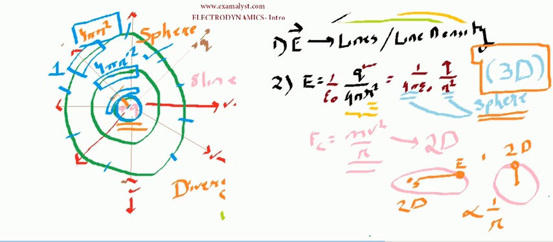When we work in 2D, the force decreases when you go to higher and higher circles. Agreed? So that is conclusion number 2.